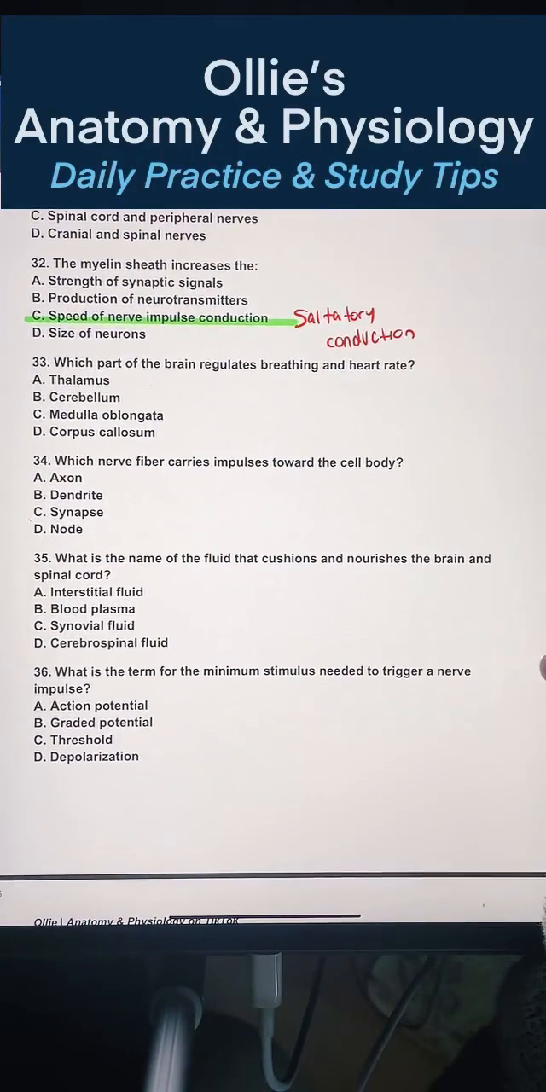All right, and number 33, which part of the brain regulates breathing and heart rate?